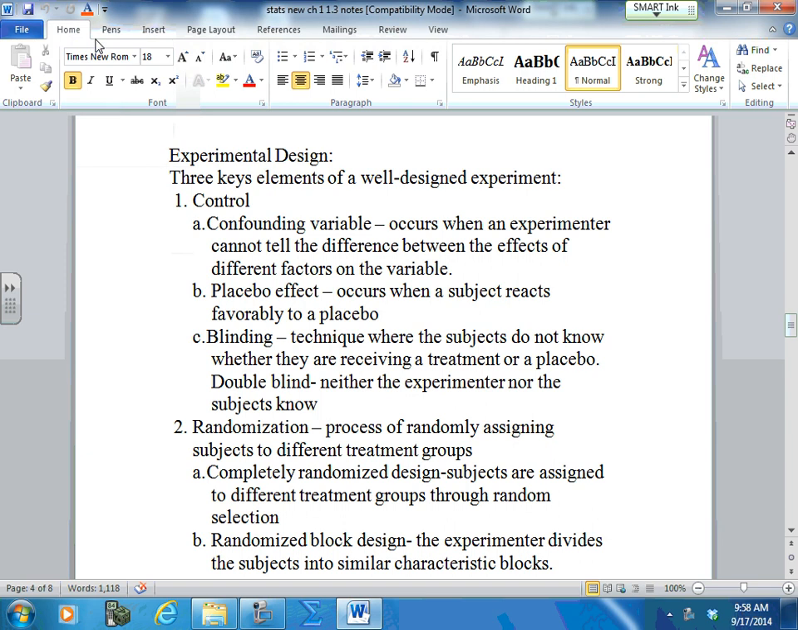Experimental design. Please do not collect this. For your article? Yeah, I'll collect it in a second. I forgot. As a matter of fact, catch your articles up. Let's just do that now.